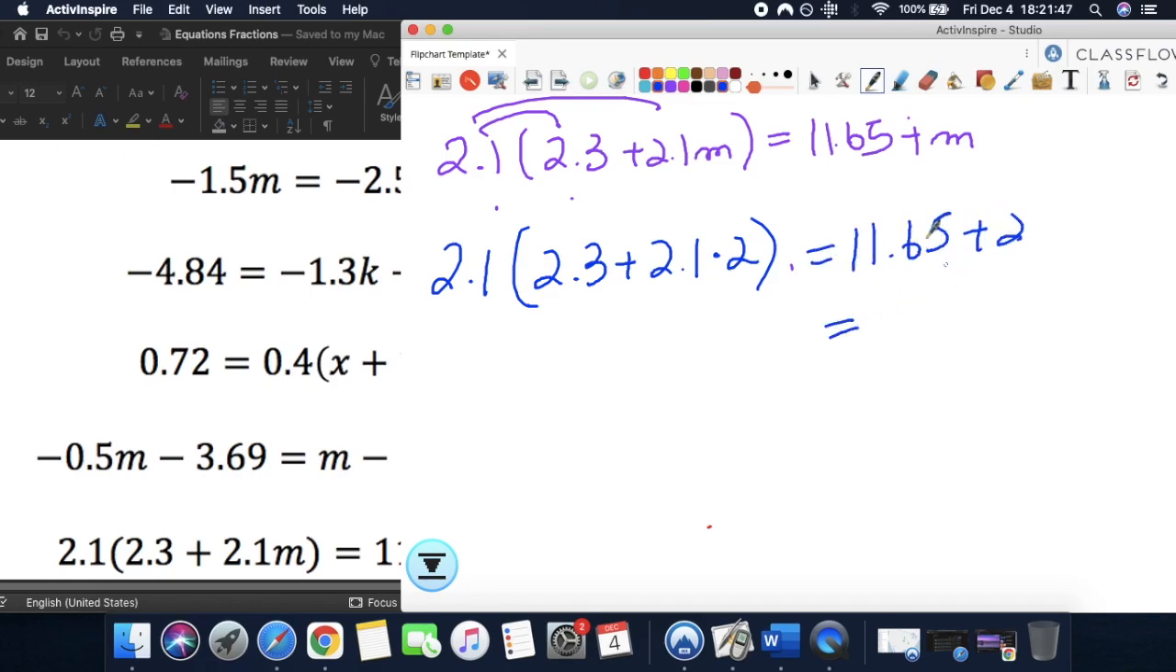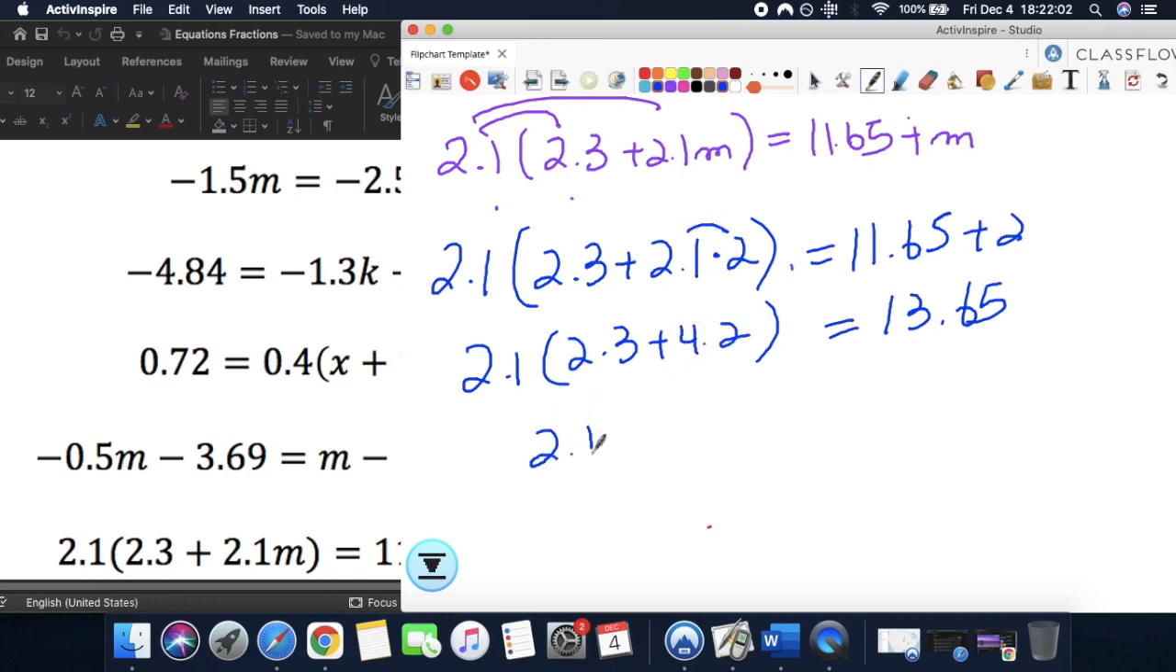So this one is easy. 11.65 plus 2 is 13.65. So now we have 2.1, and inside the parentheses we have 2.3 plus 2.1 times 2, right? Multiply those two, it gives me 4.2. 2.3 plus 4.2 is 6.5. And hopefully 6.5 times 2.1, it looks like about 13. And it is. And there's your check.